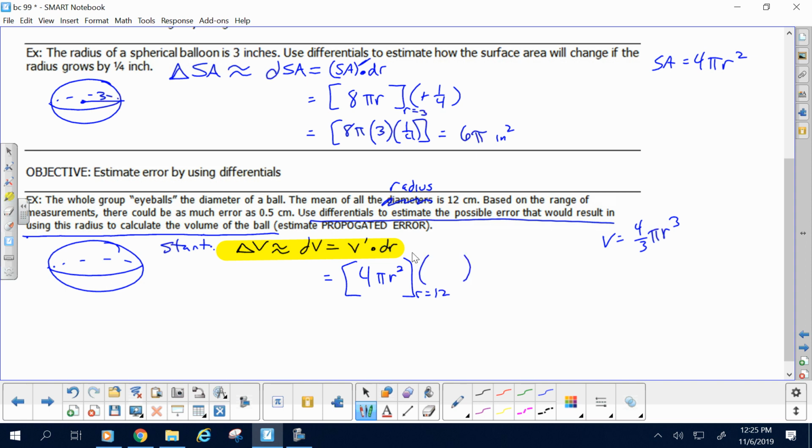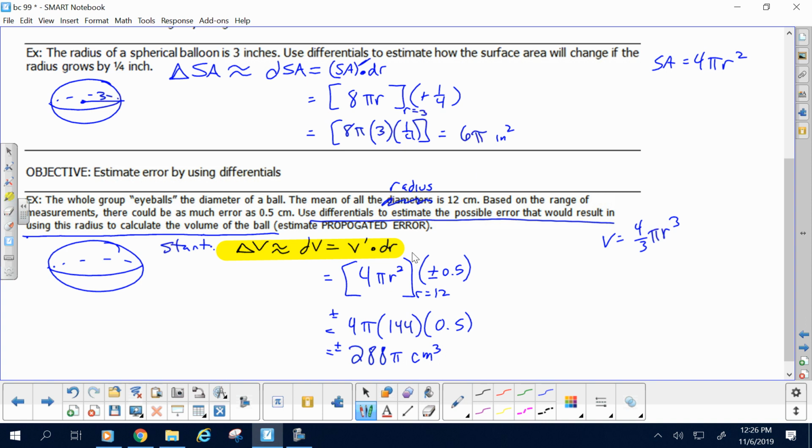0.5. Positive or negative? Both, yeah. I don't know if it could be off by as much as 0.5 on either side. So that's then 4 times pi times 144 times 0.5 with a plus or minus out front. So half of 4 is 2 times 144 is 288 pi plus or minus in the units. Centimeters cubed.